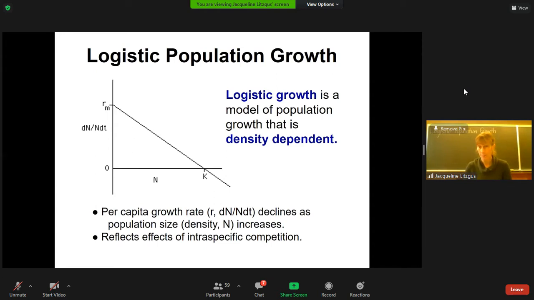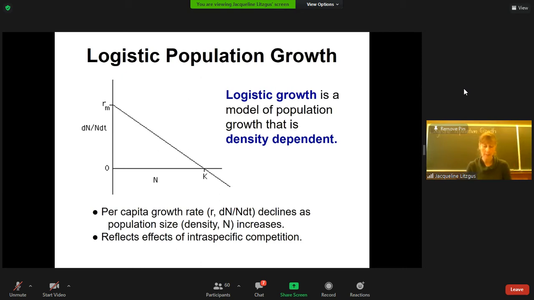The highest possible value for per capita growth rate is called rm, noted here on the y-axis, this top value. The m stands for maximum. So that's the maximum per capita growth rate possible, and this is determined by the reproductive abilities of the species. It's going to differ depending on what species you're talking about. The rm value for a grasshopper or a fruit fly that has a really fast reproductive rate is going to be a lot higher than for something like an elephant or a human. Grasshoppers reproduce much faster than elephants, so their per capita growth rate is going to be a larger value.